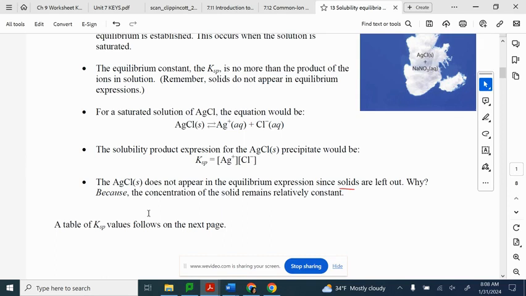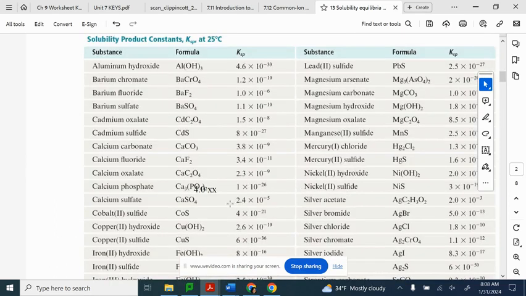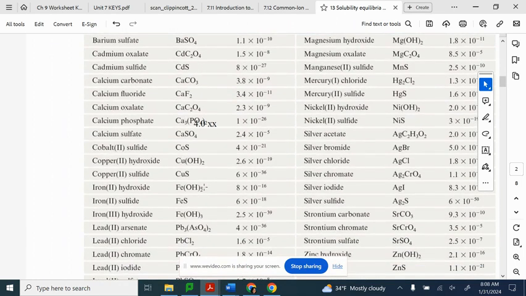Okay, now we have on the next page here a listing of solubility constants. You do not need to memorize these. Any KSP value, you will either have to calculate on your own, or they will give you a table of them. Okay, so there's absolutely none of these that you need to have memorized.